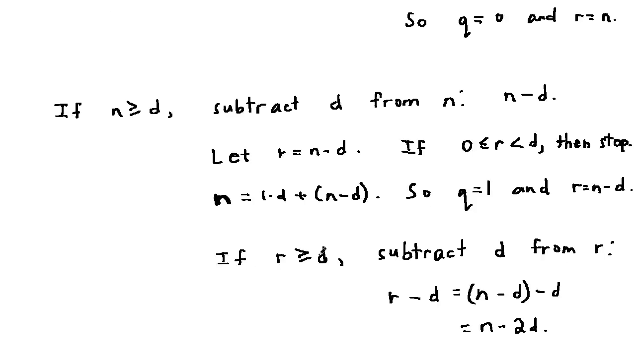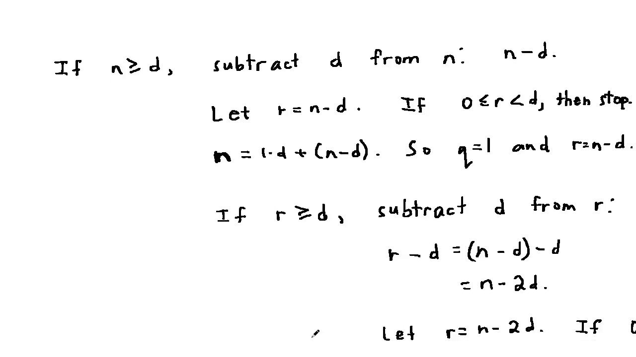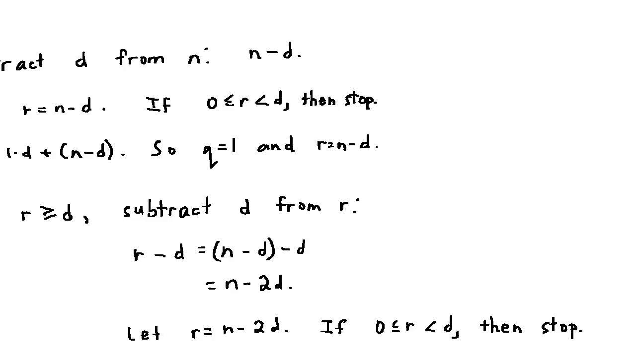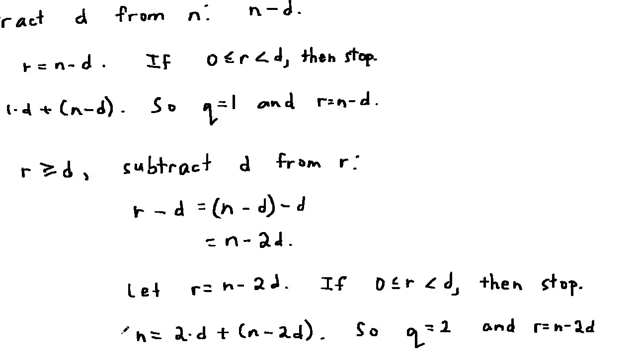If r is greater than or equal to d, subtract d from r. So r minus d would be n minus d, which is n minus 2d. And let r be n minus 2d. If r is greater than or equal to 0 and less than d, then stop. n would be 2d plus n minus 2d. So q would be 2 and r would be n minus 2d.